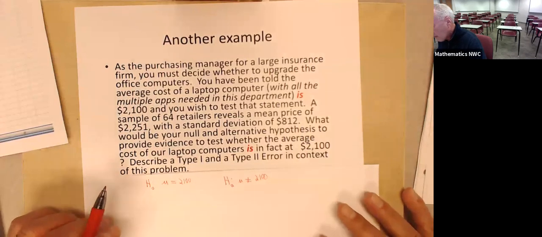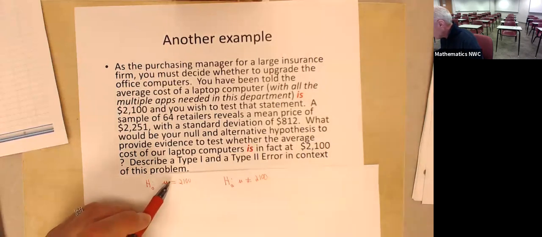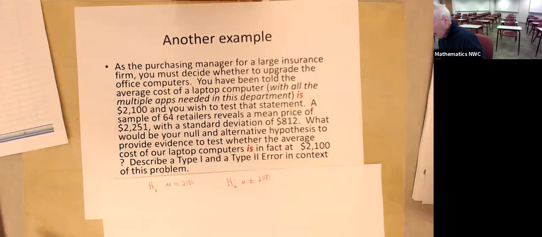Describe a type 1, type 2 error. Well, type 1 error is I reject this one when it's true. So that's what it would look like. It would look like the following. I'll read it right here.